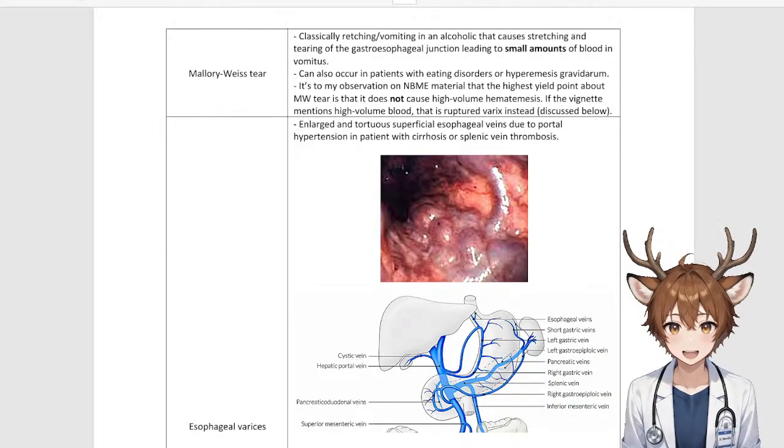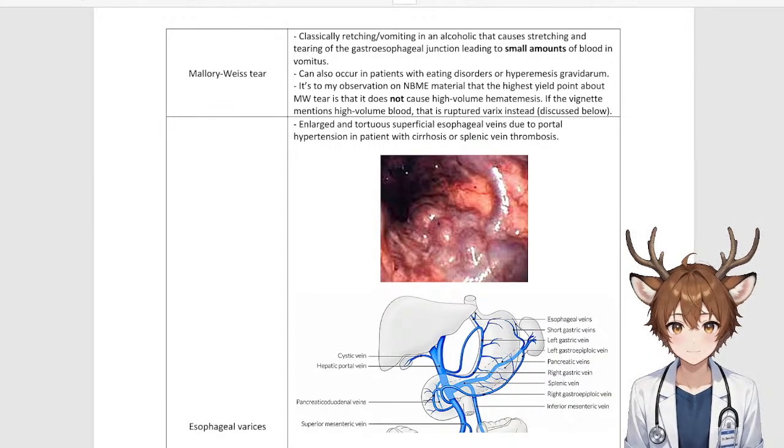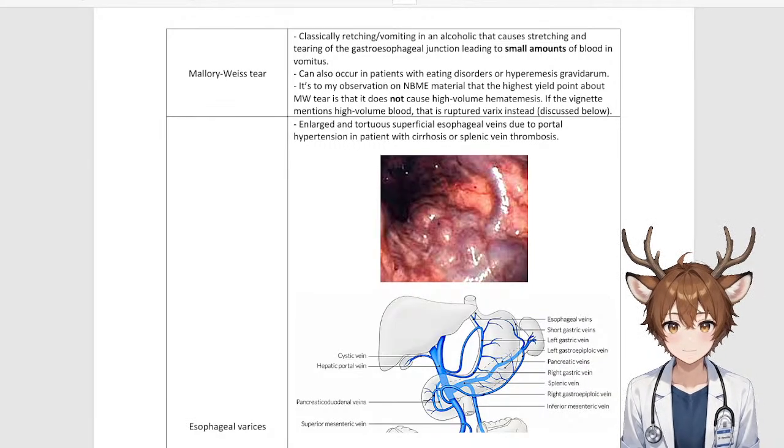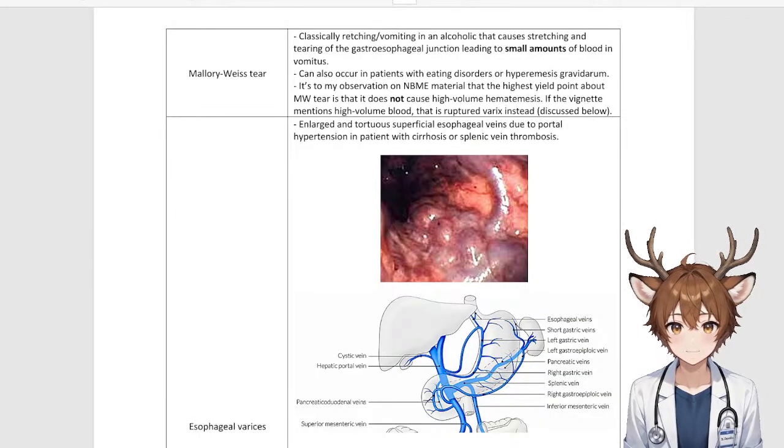It is, to my observation on NBME material, that the highest yield point about Mallory-Weiss tear is that it does not cause high volume hematemesis. If the vignette mentions high volume blood, that is a ruptured varix instead. So not the same thing.